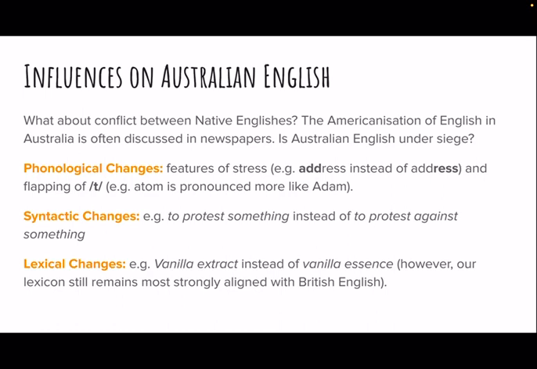So some of these influences include phonological changes, so it could be features of stress, for example saying address instead of address, and the flapping of t. For example, atom is pronounced more like Adam. Syntactic changes, for example, to protest something instead of to protest against something. And lexical changes, for example, vanilla extract instead of vanilla essence. However, our lexicon does still remain most strongly aligned to British English, so this is probably changing the least overall.